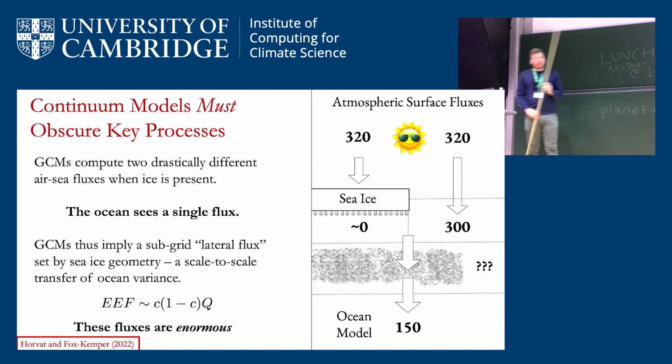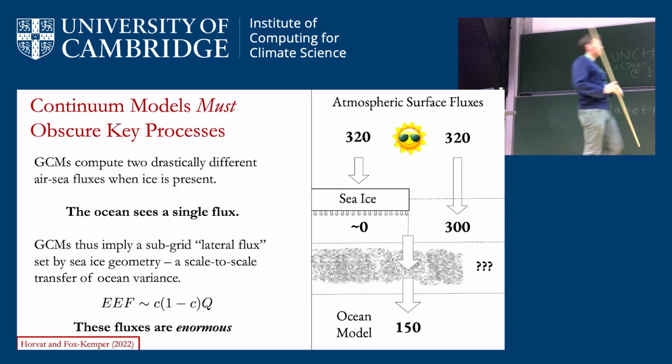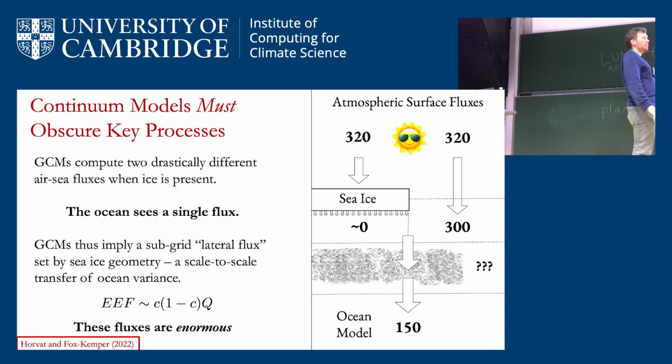And this is why we have a major problem in continuous sea ice models, which is that they have to be obscuring the impact of this sort of subgrid scale variability, the spontaneous mixing. To understand why, here's a little diagram of the sun. When you have sea ice, you might have no sunlight going through the ocean, but when you have open water, you have lots of it.